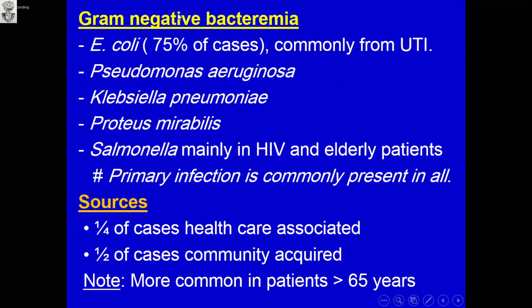Sources of these gram-negative bacteria: 25% of cases are health-associated. Half of the cases are community-acquired. And the other 25% could be from different sources. Usually, gram-negative bacteremia is more common in elderly people, individuals who are more than 65 years of age.